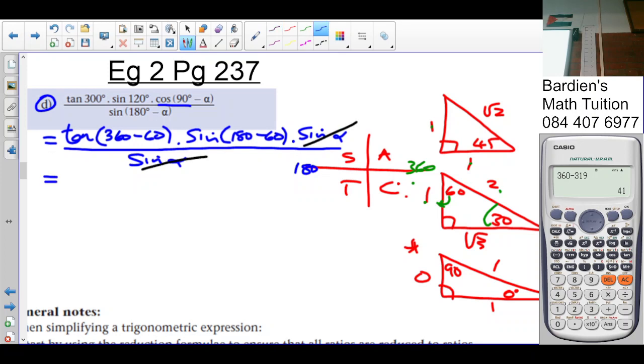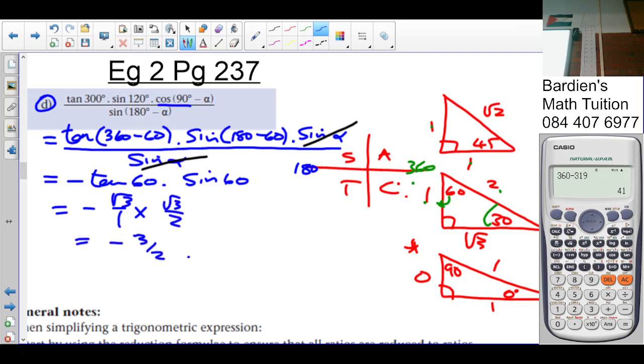360 minus takes you to the fourth quadrant, tan is negative, so it's negative tan 60, times 180 minus, second quadrant, sine is positive, so sine 60. So that will give you negative. Tan of 60 is opposite over adjacent, so it's root 3 over 1. Sine of 60 is going to be root 3 over 2. Which gives us negative 3 over 2. Alright, is that correct?